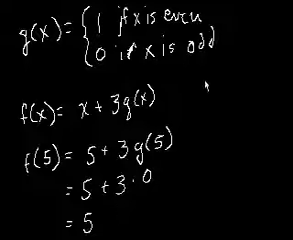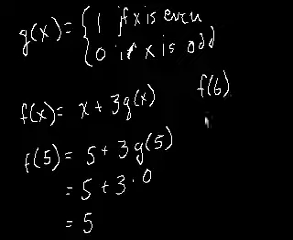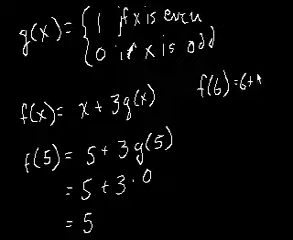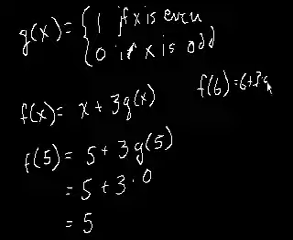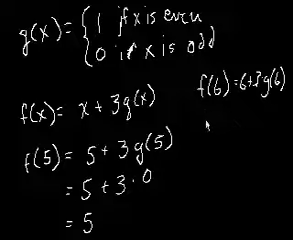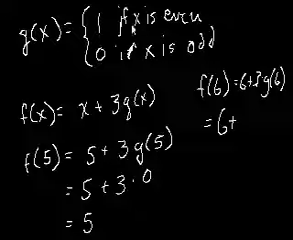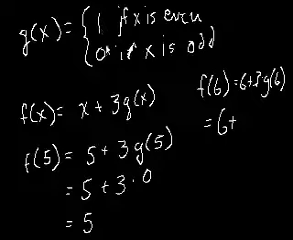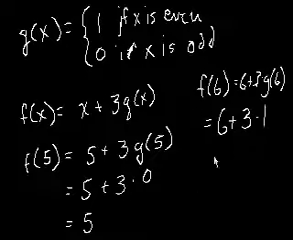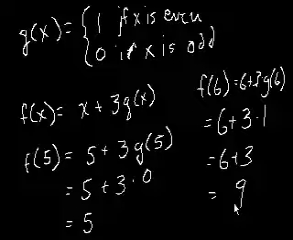Well, what would be f of 6? Well, f of 6 would equal 6 plus 3 times g of 6, right? And once again, g of 6 is, well, 6 is even, so 1. So g of 6 is equal to 1. So this equals 6 plus 3 times 1. So this equals 6 plus 3, which equals 9.